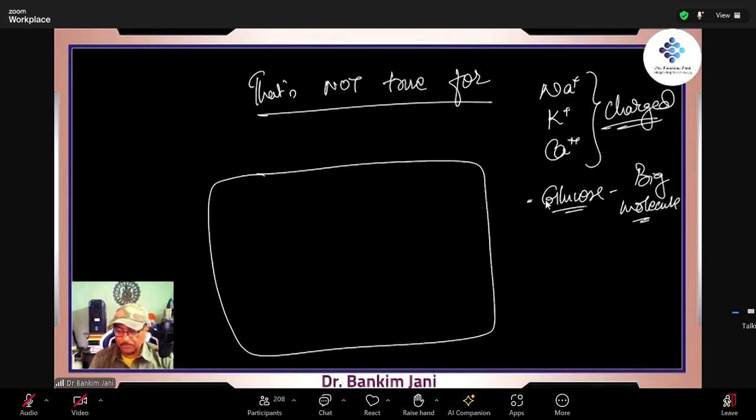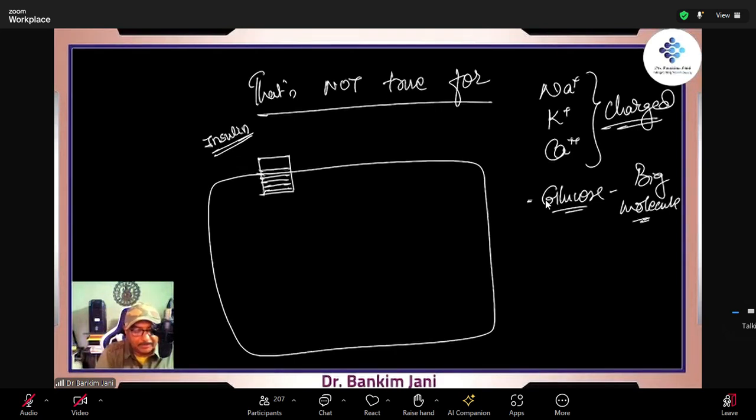So what will insulin do? Insulin comes into the picture and stimulates, and it leads to glucose uptake. In short, this is the cell membrane, and insulin is again a big molecule. It cannot enter into the cell. So it can't go, so there is a mechanism.